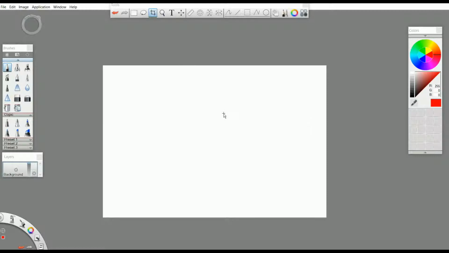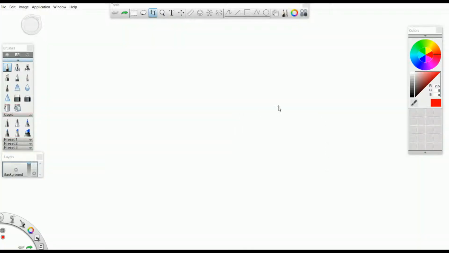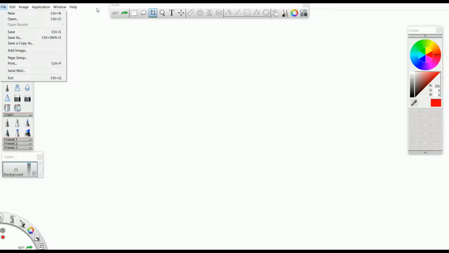Alright, so if you want to go back on anything you've done, press the control button and Z at the same time, so that will go back. And your file here, so you can save as anything you want.